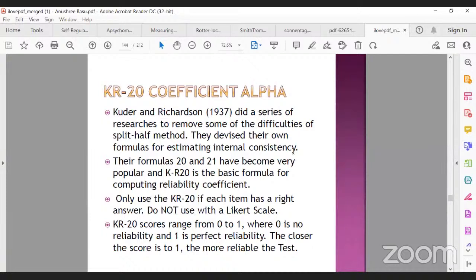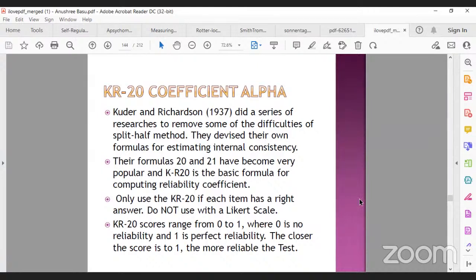So what was the problem with the Cronbach alpha? It can only be used when your response type is a Likert type scale. But what if you have a yes no type of response type? Then we cannot do that.